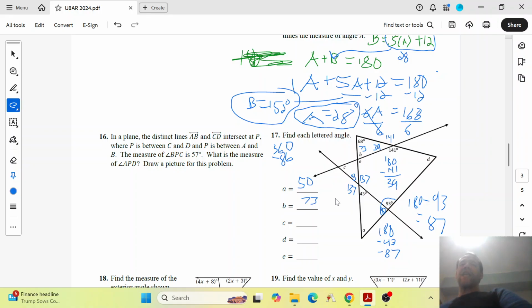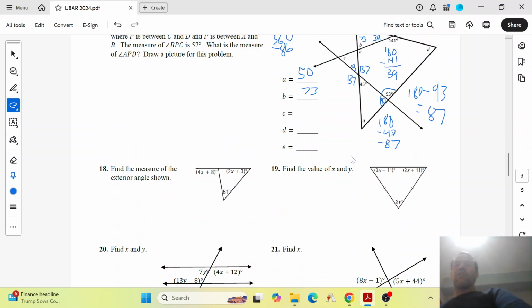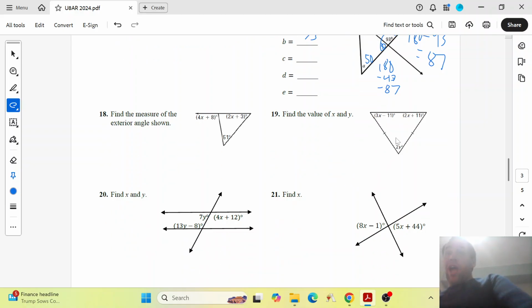I'll let you finish the rest. Yeah, I think you got this. I'm going to let you take it from there. Keep on going. You're almost there. I did 2 of them. You find the rest. Again, that's 50 degrees. Okay, this one says find the value of x and y.